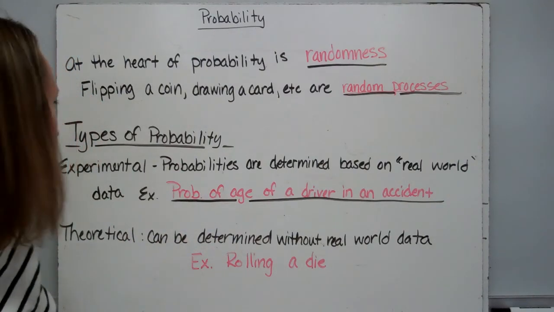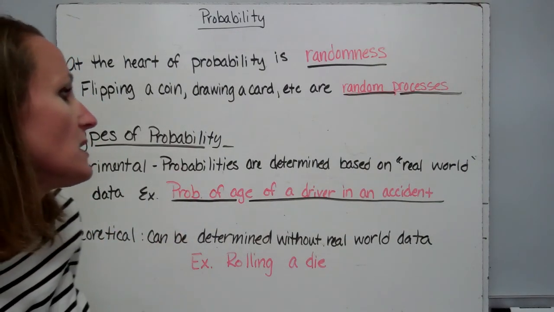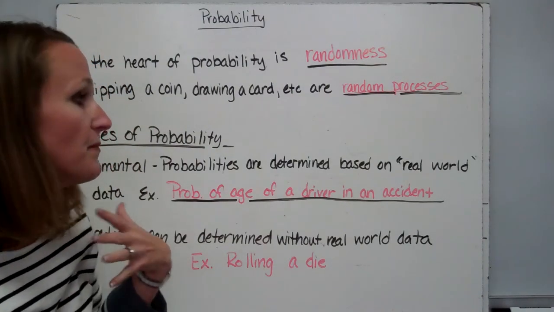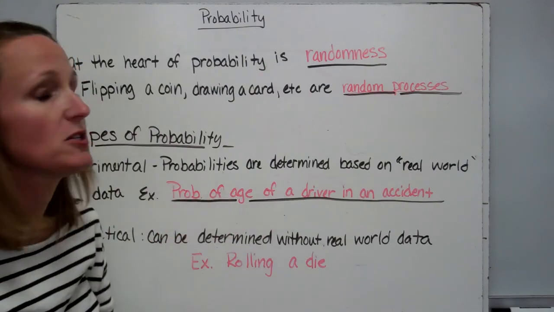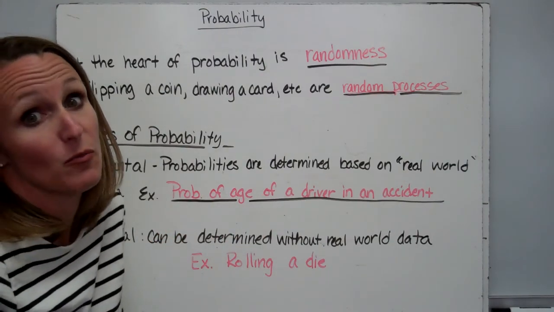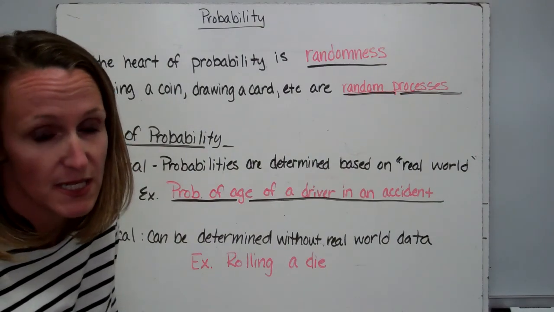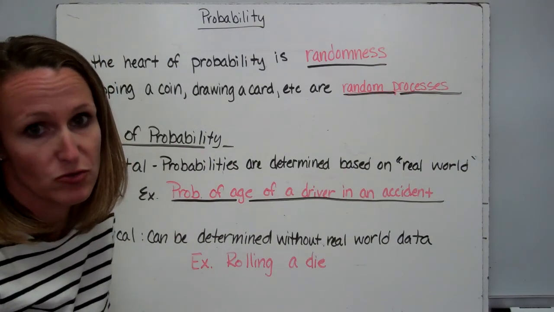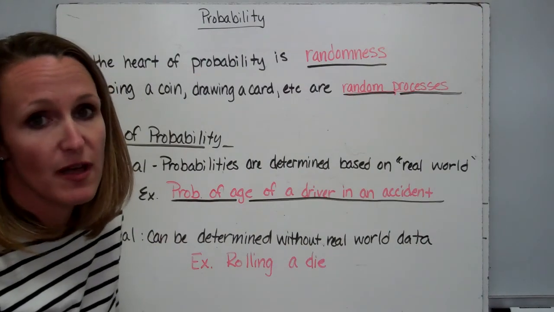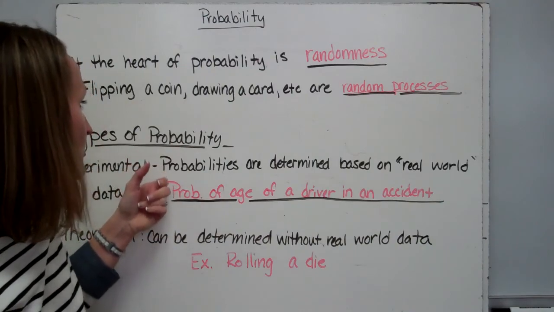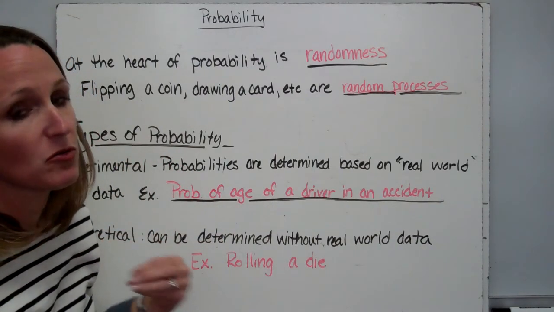There are two types of probability. The first one is experimental. Experimental probabilities are based on real-world data, such as insurance companies having probabilities of the age of drivers in an accident. One of the pieces of data they have is that there are more 16-year-old drivers in accidents than 36-year-old drivers in accidents. There are a lot of reasons behind that, but this is an example of experimental probability. It's based on real-world data.